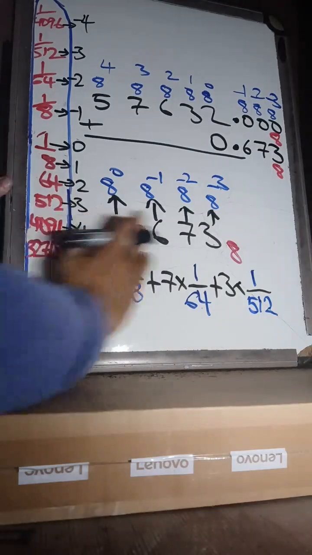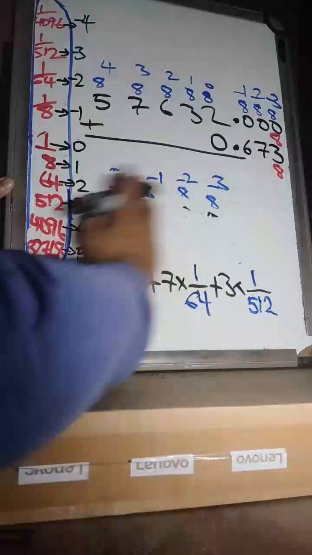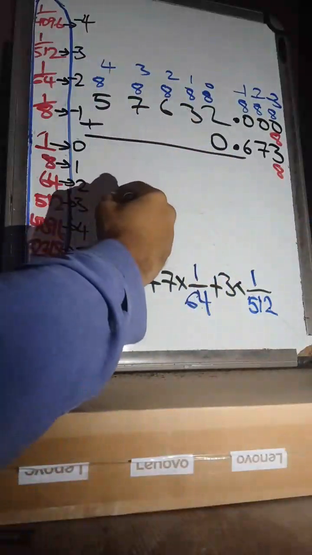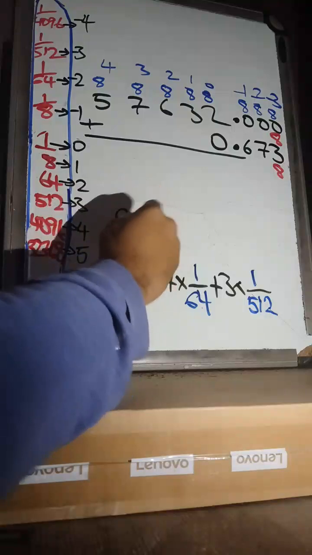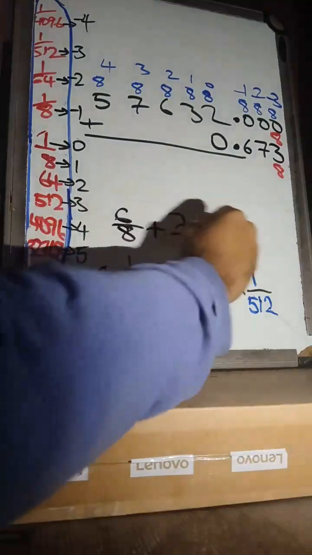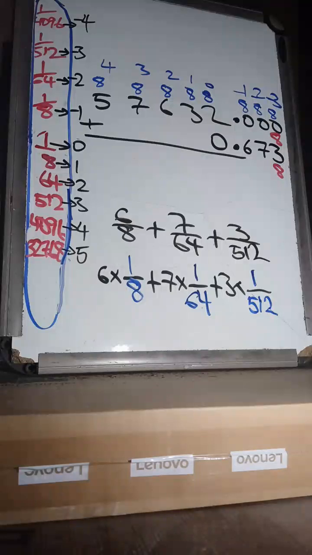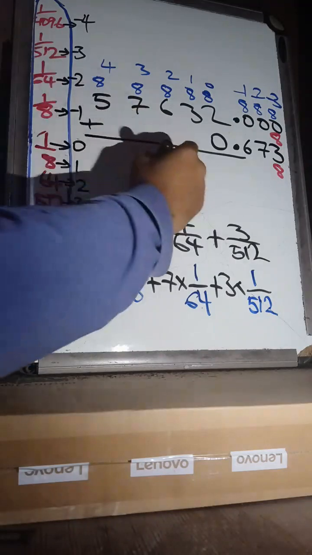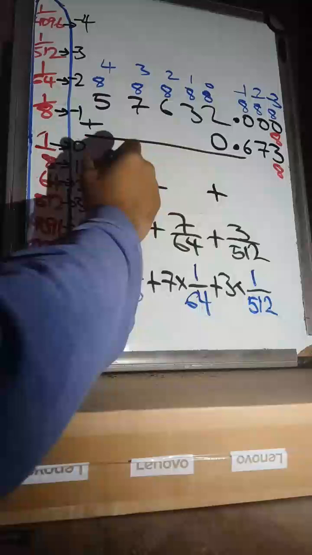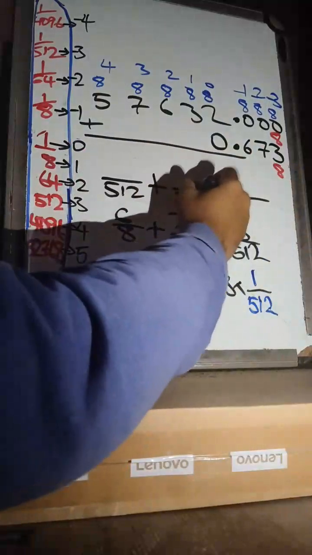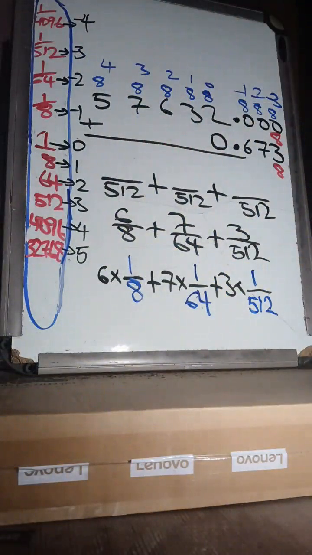So okay, let me do this then. Let me try and represent them so that they are visible now. So this would be 6 over 8. This would be 7 over 64. This would be 3 over 512. Then after that now, the base for all of them, or rather the LCM of all of them would be 512.